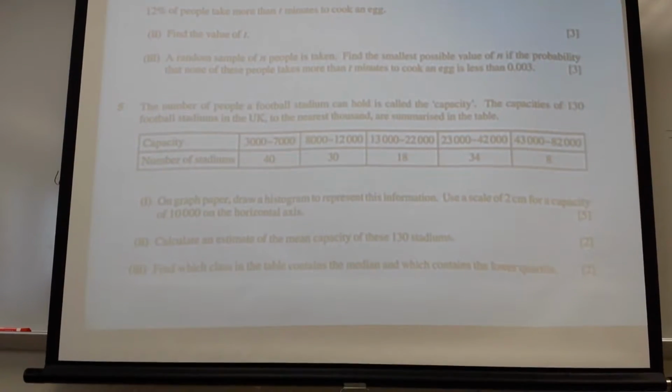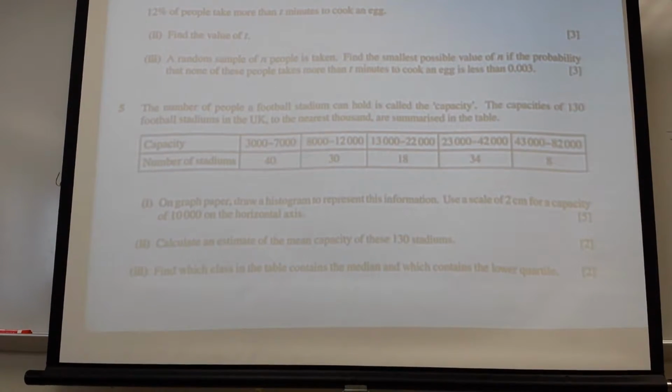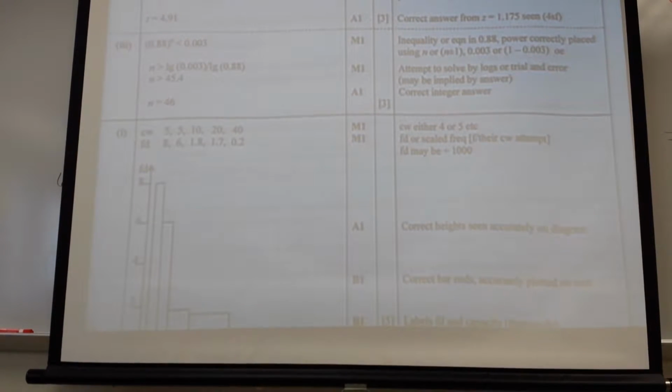Yeah. A sample of n people is taken. Find the smallest value of n if the probability that none of these people take more than 10 minutes to cook an egg is less than 0.0003. So the result, why would they use 0.88? Because you can't go that way. N, and it's less than, and we don't know n, is less than 0.0003. Is that 0.88 to the n, or to the nth power? Okay. Yeah.